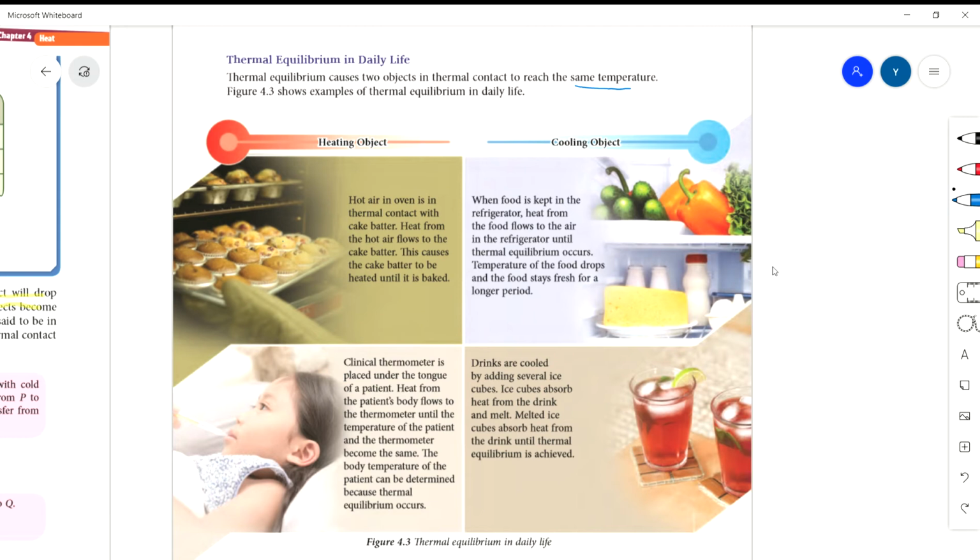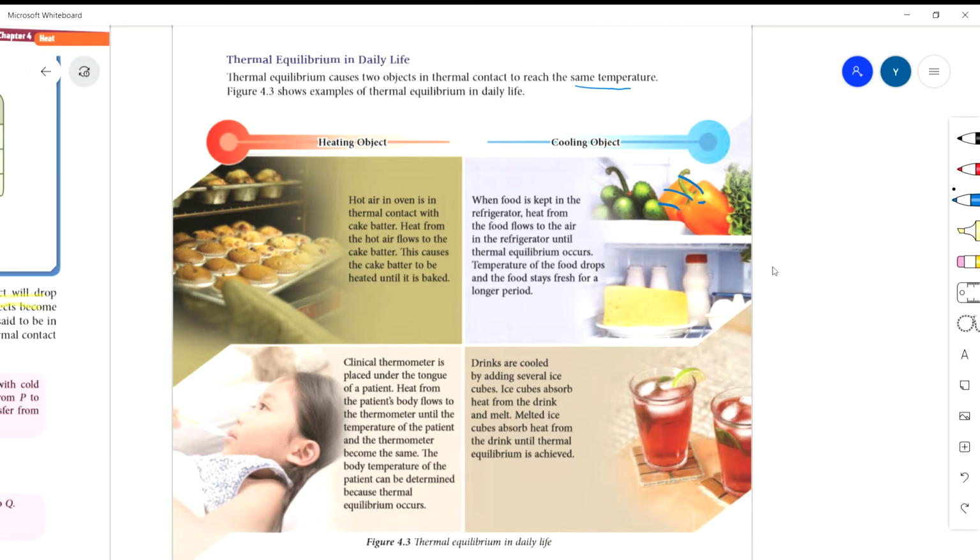The same goes for the fruits or anything you put in the fridge. So what happens? Asal ni tak sejuk, dah masuk dalam fridge. So haba dia akan dikeluarkan until a certain point, a certain time, no more heat is transferred to the refrigerator. Then they achieve thermal equilibrium.